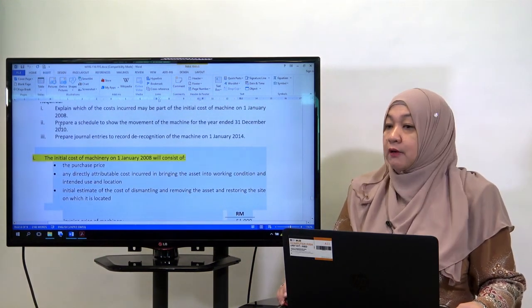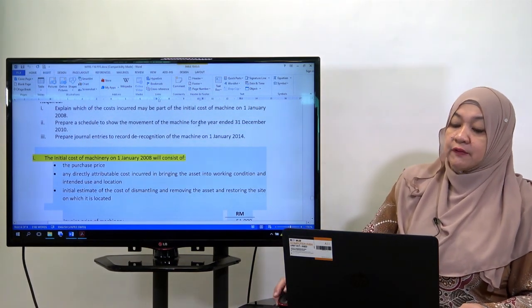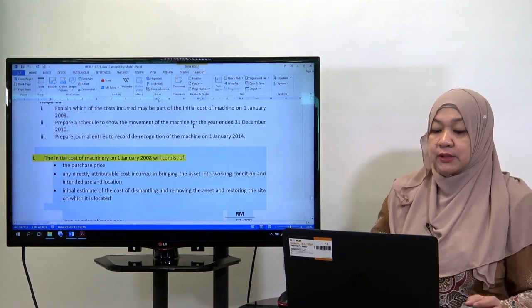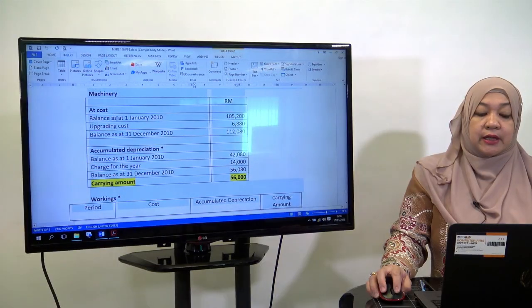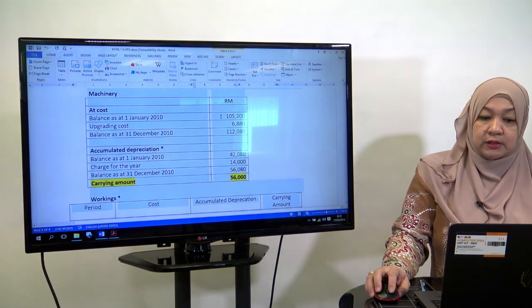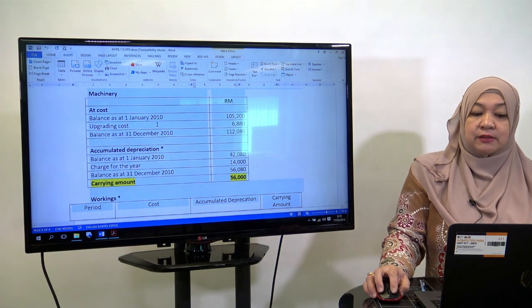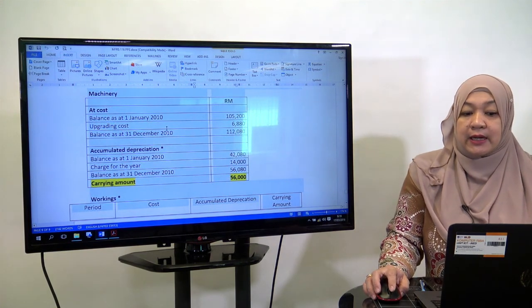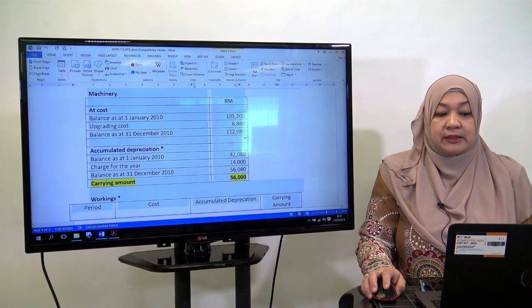Then the second part of the question requires us to prepare a schedule to show the movement of the machine for the year ended 31st December 2010. Right, so to show the movement at cost as at 1st January 2010, the total cost is 105,200. Then we did some upgrading, so the cost is 6,880. So the value of your machinery as at 31st December 2010 is 112,080.